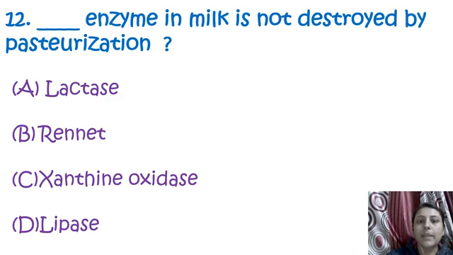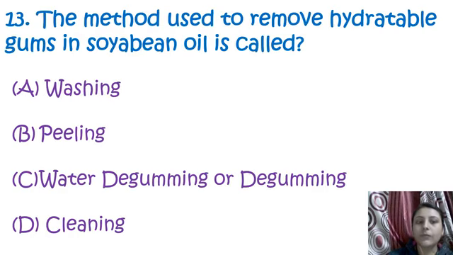Next question is, which enzyme in milk is not destroyed by pasteurization? Lactase, rennet and lipase are destroyed in pasteurization, and xanthine oxidase is the answer to this question. Next question is, the method used to remove hydratable gums in soybean oil is called degumming. Degumming is the process of removal of the gums from the oil.